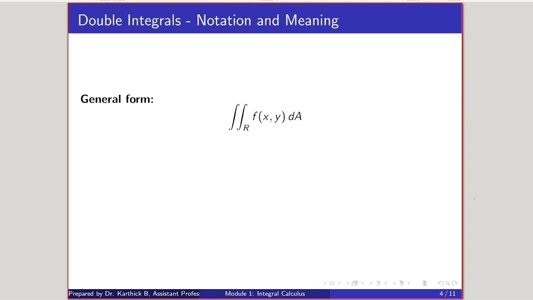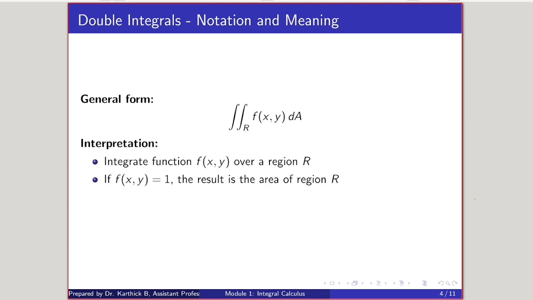While studying the double integral, we need a general form. It can be in the form of the double integral over the region R of the function f of x comma y dA, where dA denotes the tiny changes in the area with respect to the variables x and y. If the function f of x comma y is equal to 1, then we get the resultant as area. If it is greater than or equal to 0, we get the resultant as volume.